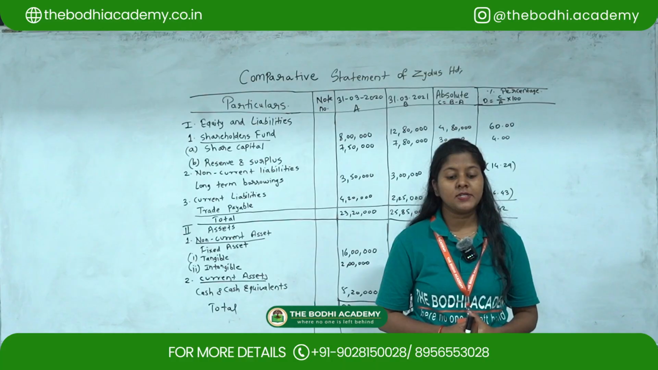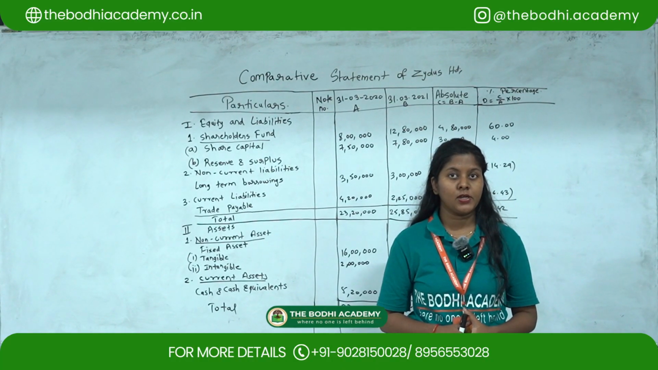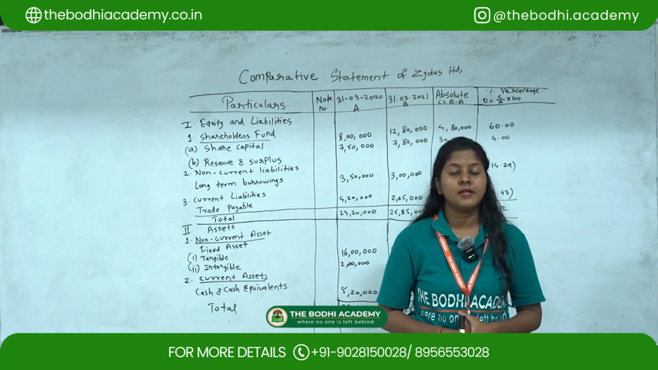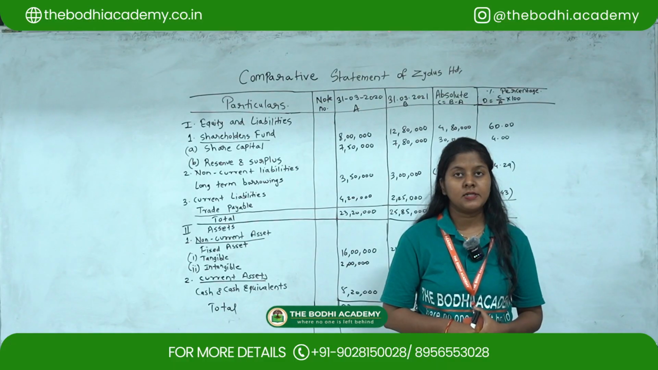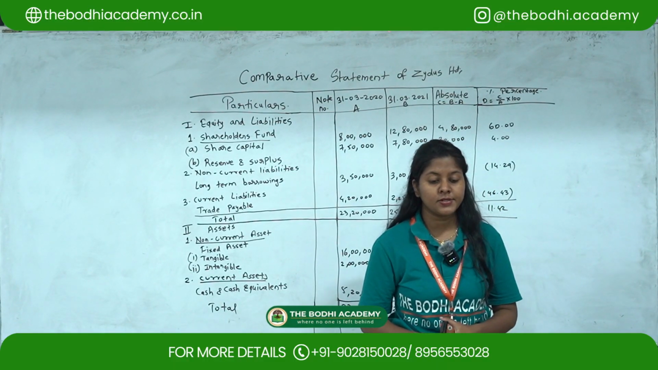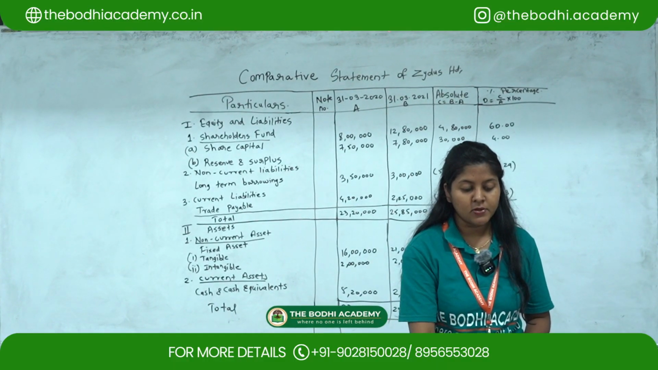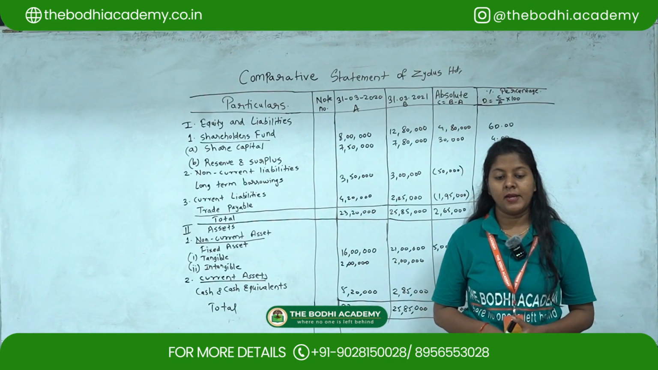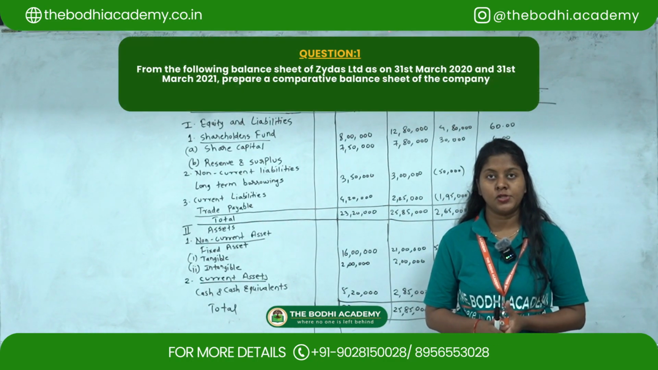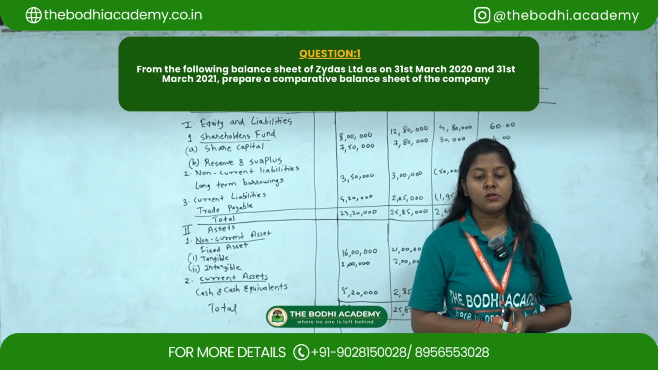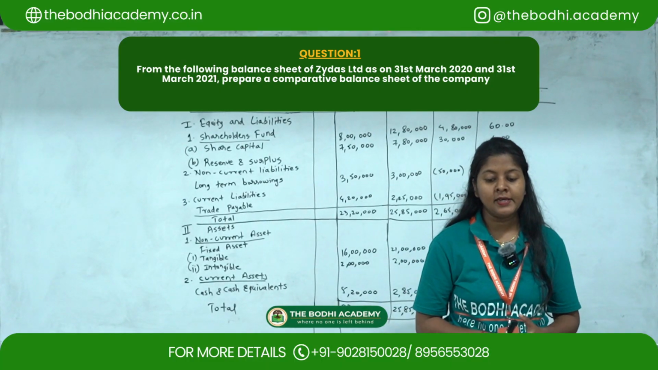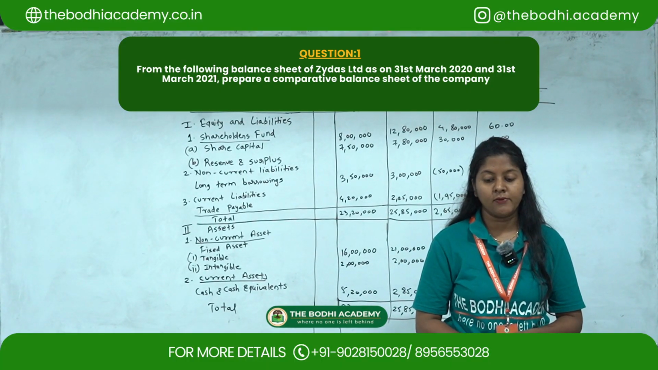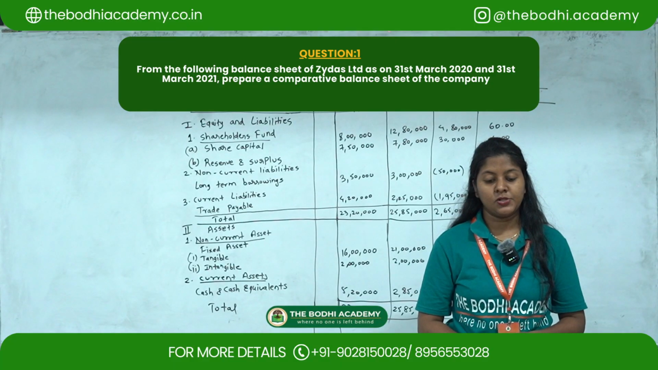Today we'll start with the Standard 12th Accountancy PYQ solution of Chapter 9, that is Common Size and Comparative Statement, from the part of Financial Statement. So we'll start with the first question. Here you have to prepare a comparative statement. From the following balance sheet of Zydus Limited as on 31st March 2020 and 31st March 2021, prepare a comparative balance sheet of the company.